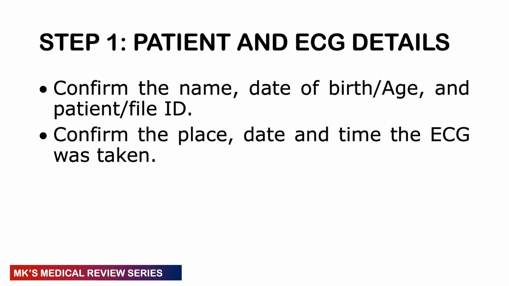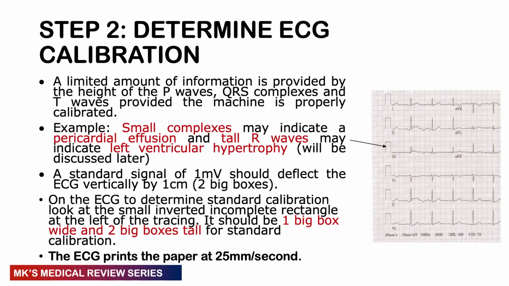So step 1 is, of course, confirming the name, the date, the age, and the patient file number or the ID, so that you're looking at the right ECG for the right patient. Confirm where it was taken, when it was taken, and the place and the date when it was taken. All these details are usually found on the ECG.